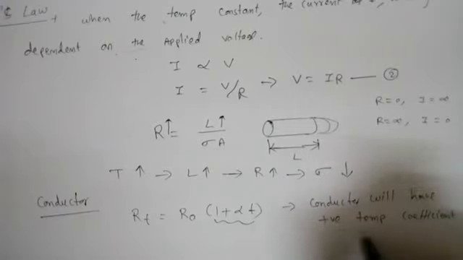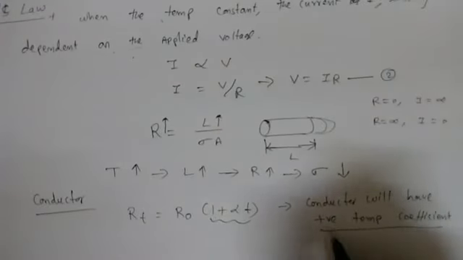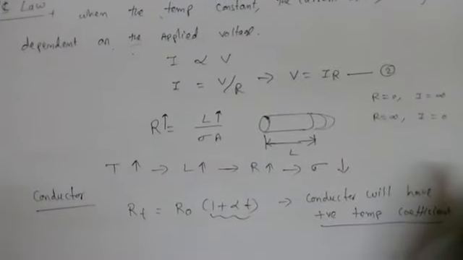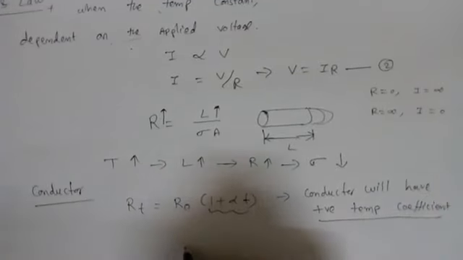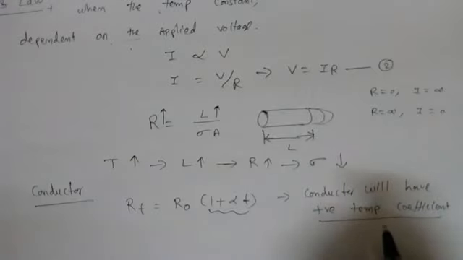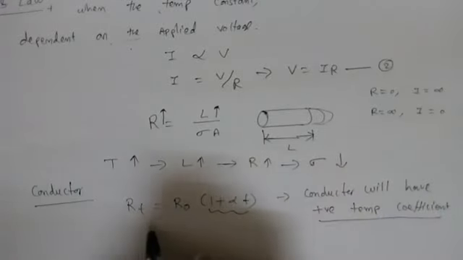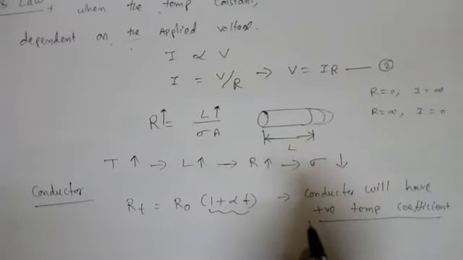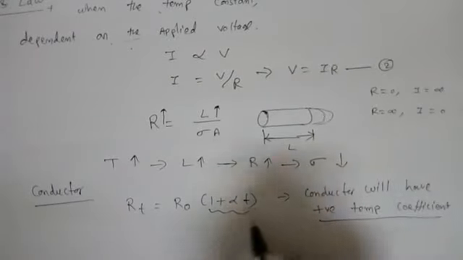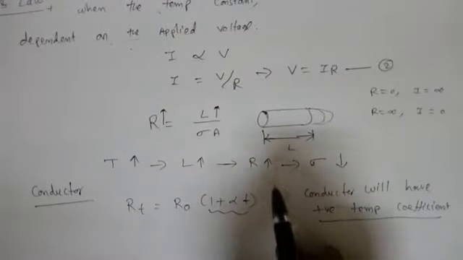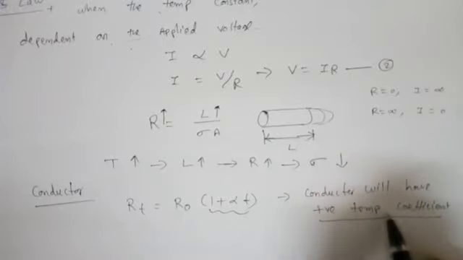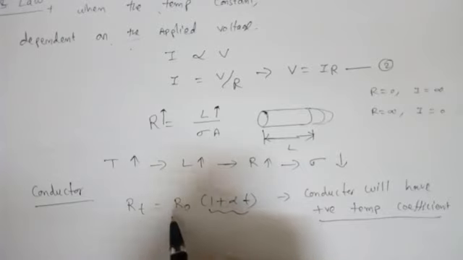That means positive temperature coefficient: when temperature is increasing, the resistance also increases, right? But in semiconductors, when we discuss in EDC, the semiconductors will have a negative temperature coefficient. That is, when the temperature is increasing, the conductivity will increase, or we can say resistance will decrease in that case, right? So in a conductor, this is a positive temperature coefficient. That is, when temperature is increasing, the resistance also increases.